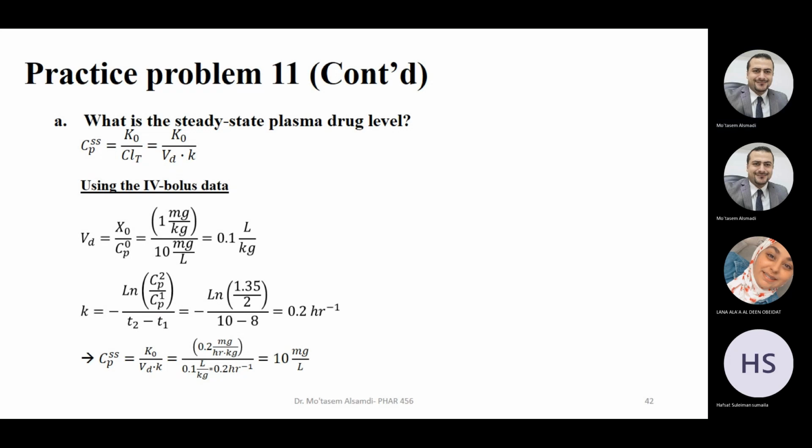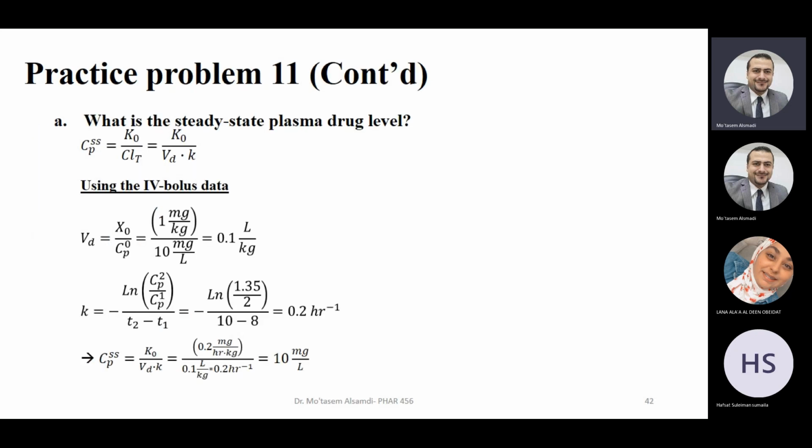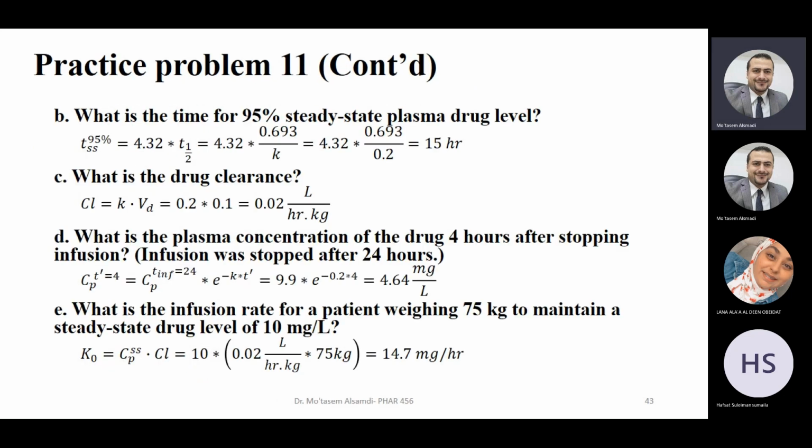Right. So now we know the K, we know the VD. And this is the first trick in this question, that you can use the IV bolus data to get the values of PK parameters, and then you can apply them to the IV infusion. Because they will not be modified by the dosing regimen. Right? Now the second trick.